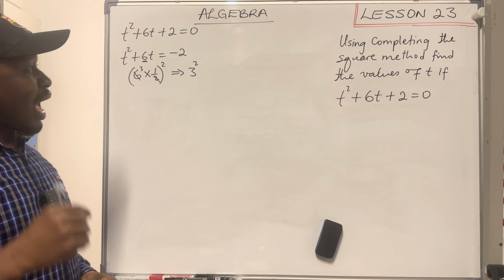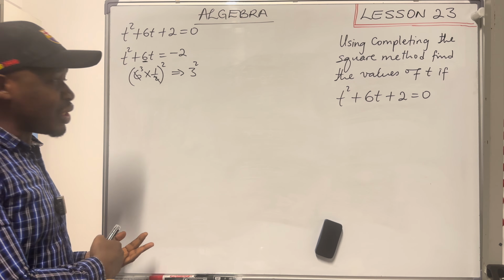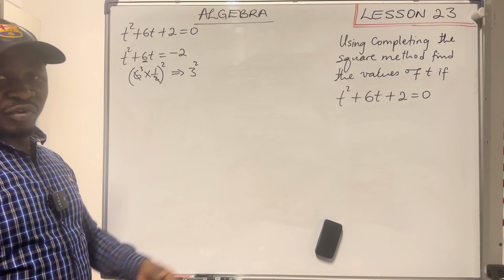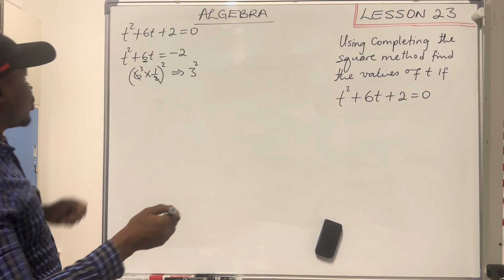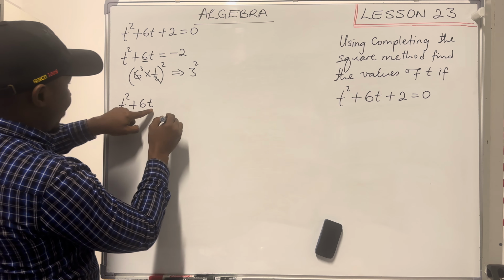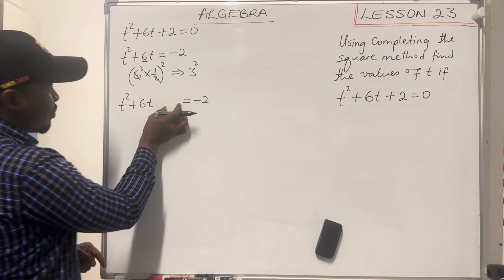I know you are aware that 3 squared is 9, but because of the procedure, we don't write the 9, we reserve it for the following steps. So what is the next thing we do? This is t squared plus 6t. I leave a space equal to minus 2. Why do I leave the space?